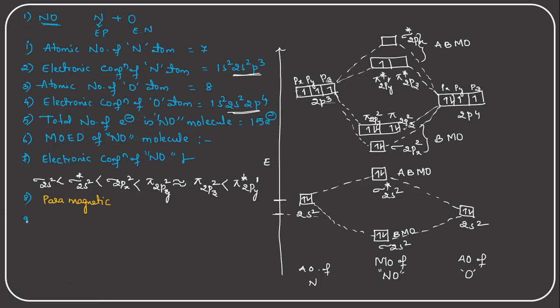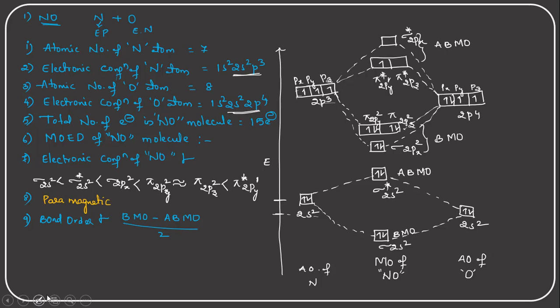The next point, the ninth point, will be: now we need to calculate the bond order. So what will be the bond order formula? We discussed it already in my previous classes. So what will be the bond order? It is the difference of the electrons present in the bonding molecular orbitals and the electrons present in the anti-bonding molecular orbitals, divided by 2. So this is called the bond order.